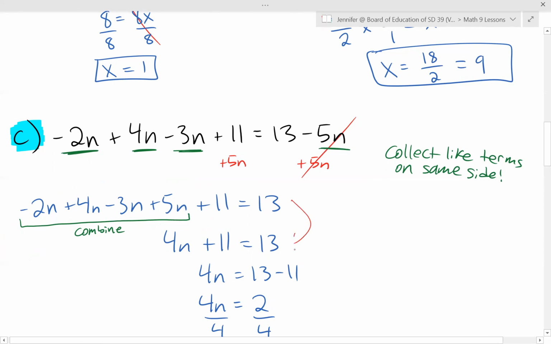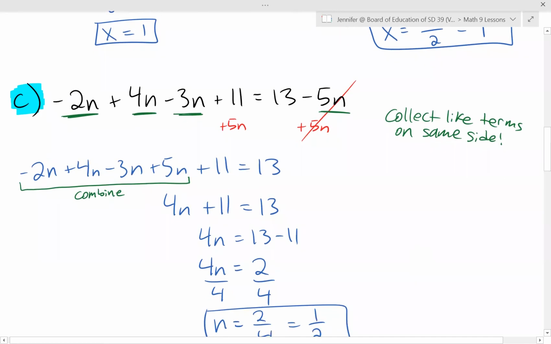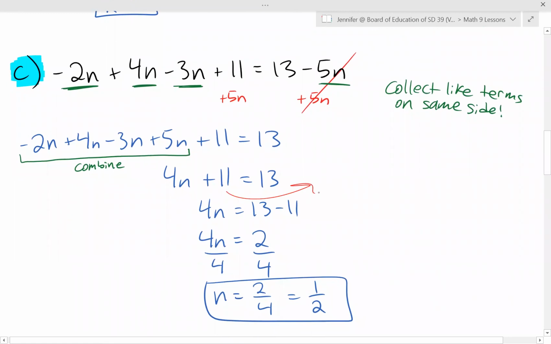So this step to this step, it's way simpler once we've combined all our like terms. Now we just have one variable and we can solve like usual. We'll bring the 11 to the other side. We'll subtract both sides by 11. Then we'll divide both sides by 4. And we'll fully reduce our fraction to get 1/2.